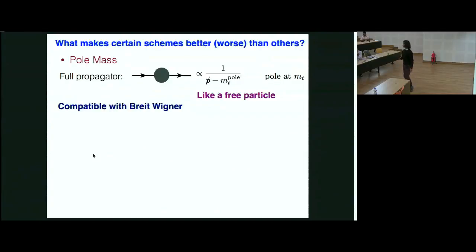So we can ask the question, what schemes are better or what schemes are worse than the others? So let's go back to pole mass. Pole mass is basically defined by keeping all the terms in the counterterm, and for a full propagator, it'll still give you p-slash minus m pole. So even for the full propagator, your propagator will look like a free particle. And this is compatible with the Breit-Wigner.